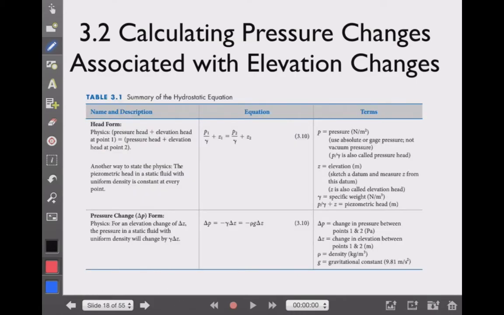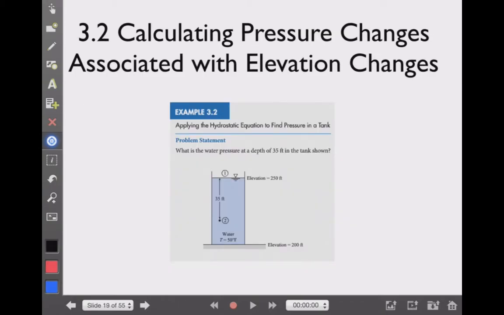So the book gives this nice table which states what these are, and shows that since this is conserved, we can look inside the fluid at two different places and these things will be equal, and we can exploit that to solve problems. We also have the pressure form, which we saw before. And so let's go ahead and solve a quick problem. We're going to apply the hydrostatic equation to find the pressure in a tank. What is the pressure at a depth of 35 feet inside this tank?